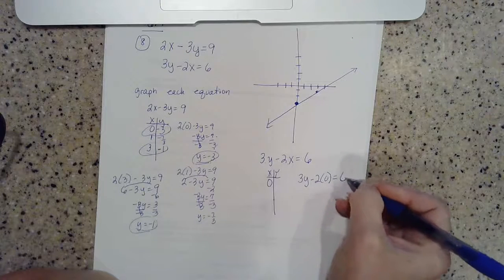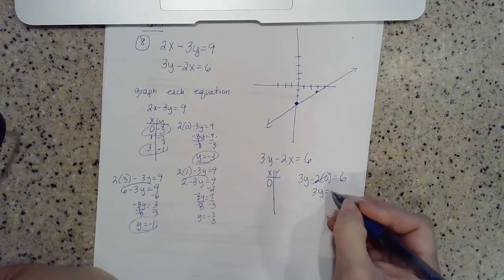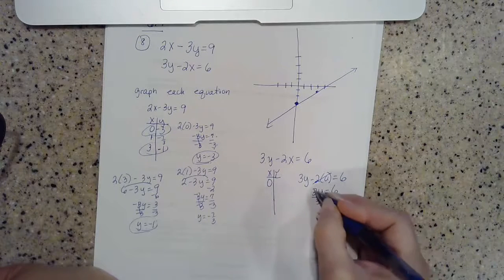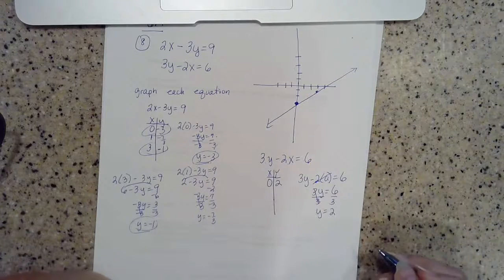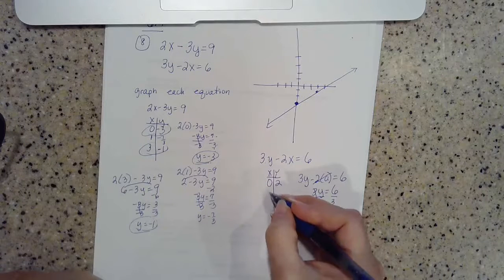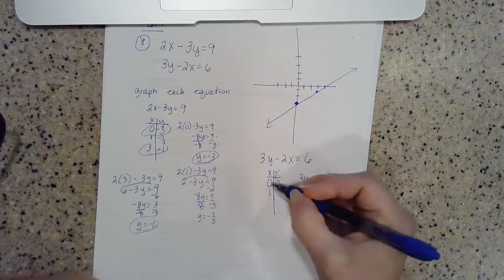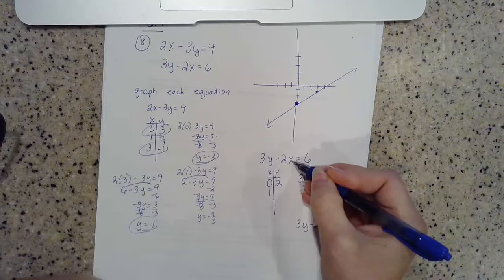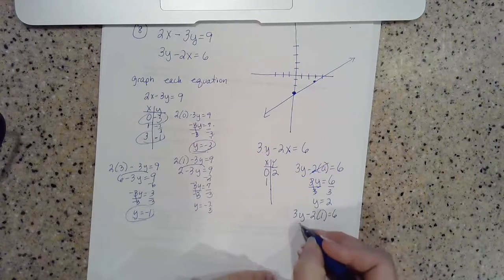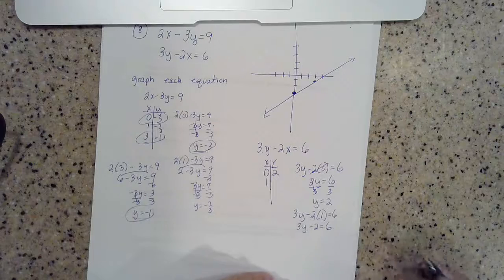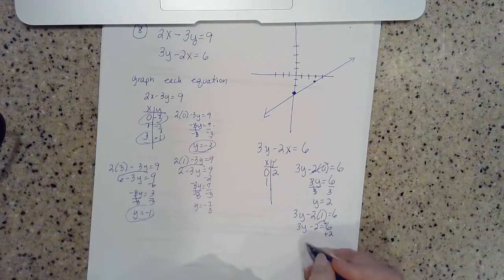So when I do so, 2 times 0 is 0, and I get 3y equals 6. Divide by 3, y equals 2. Nice point, plottable point. Maybe I try to plug in 1. So 3y minus, and again, notice I'm plugging in for the x variable, which is over here, kind of where we don't expect it to be, but that's okay. Move the negative 2 over, becomes plus 2, 3y equals 8.